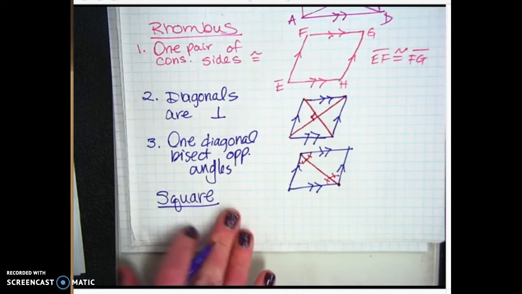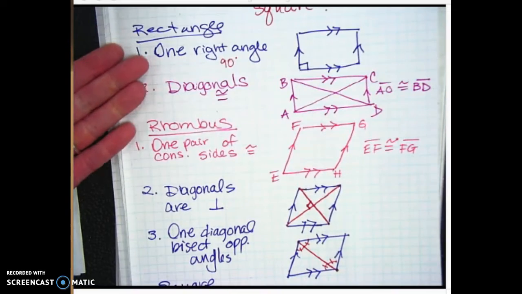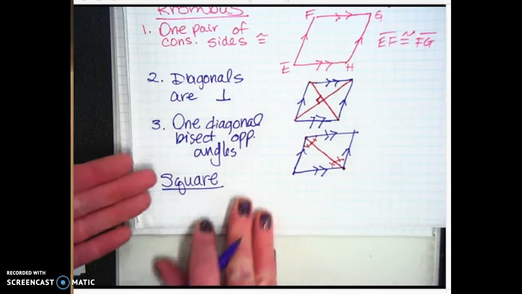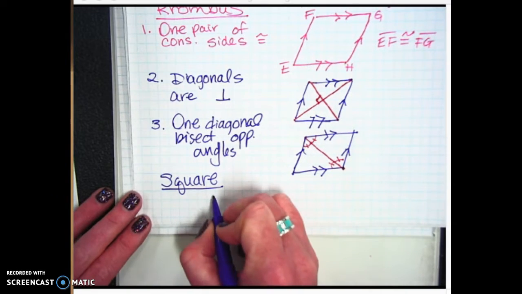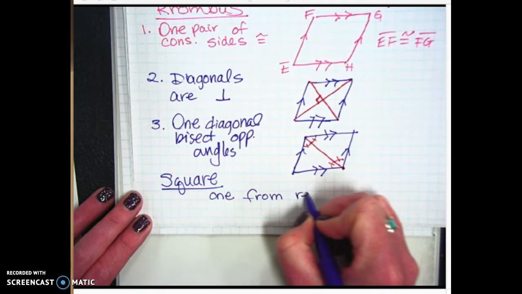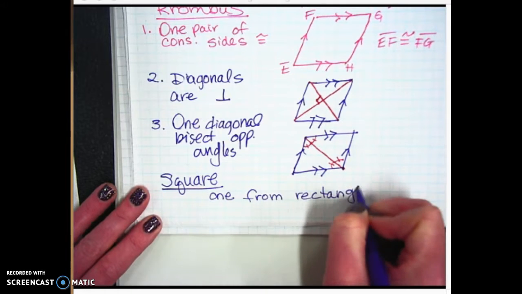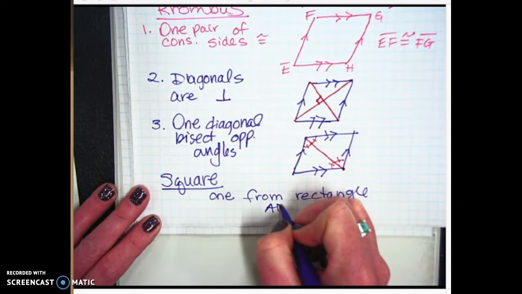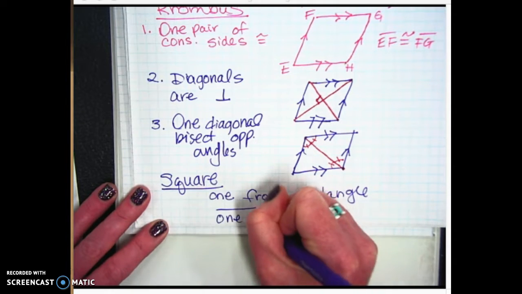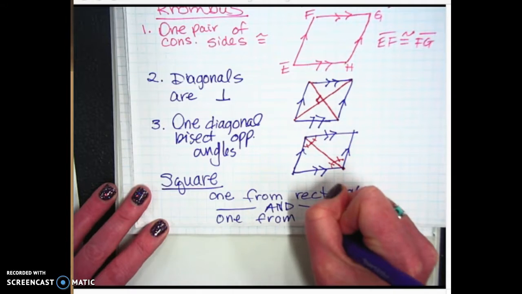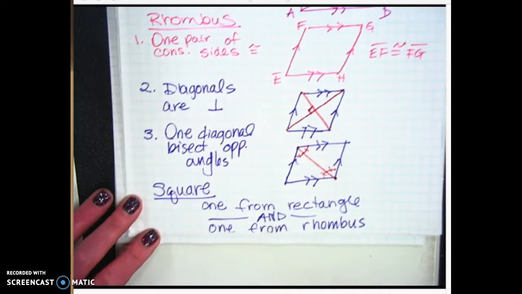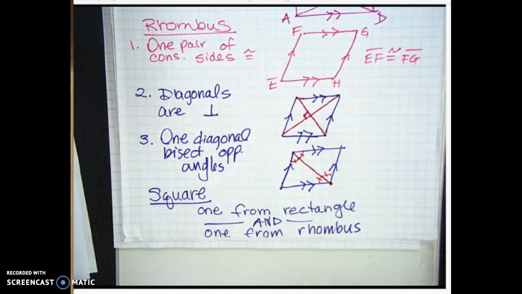All of the properties of the rectangle and all of the properties of a rhombus. So in order for a parallelogram to be a square, it needs one of the conditions met from the rectangle, and one condition from the rhombus. If it has one from each, then we say, yes, it is a square.